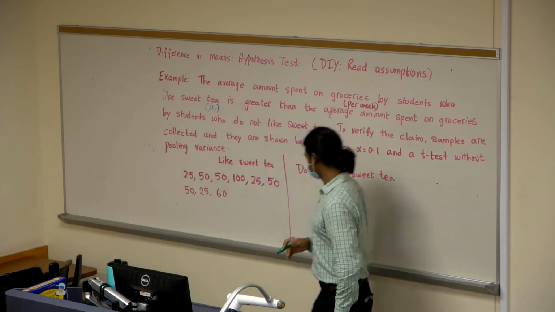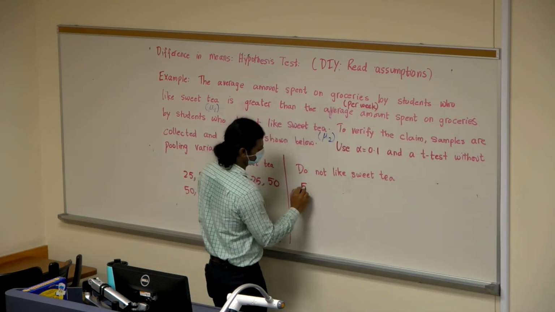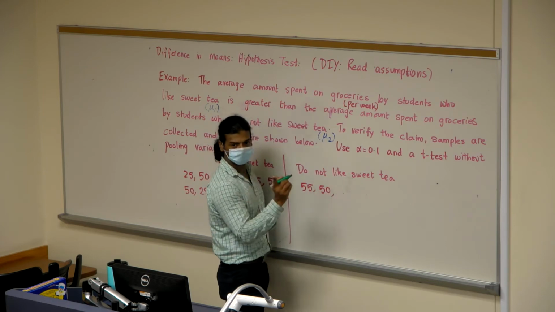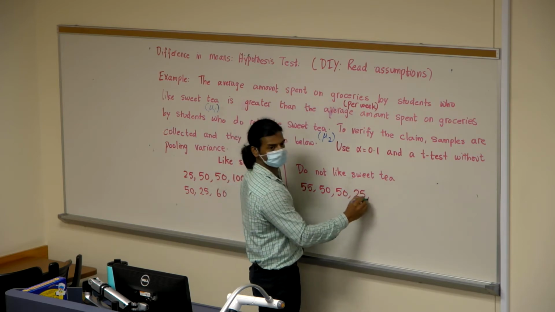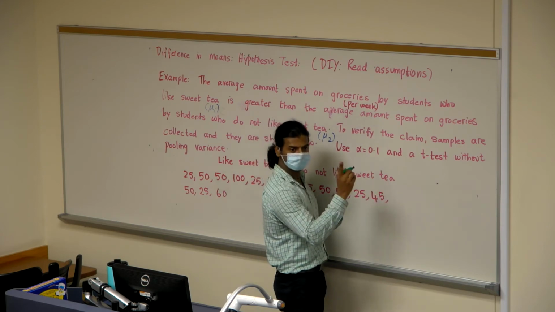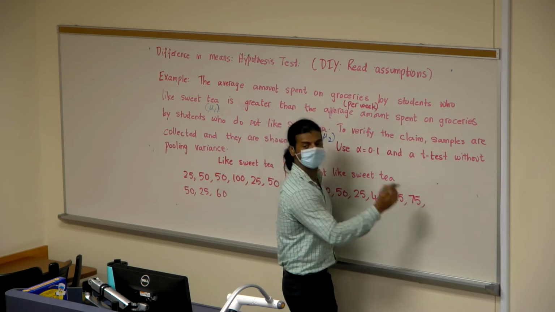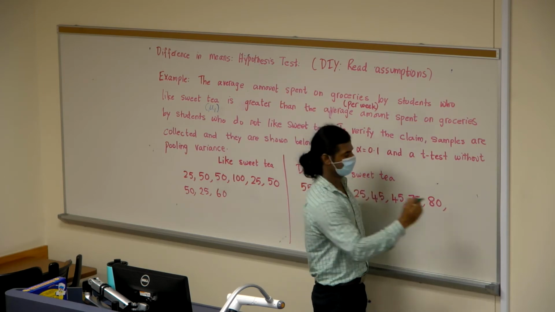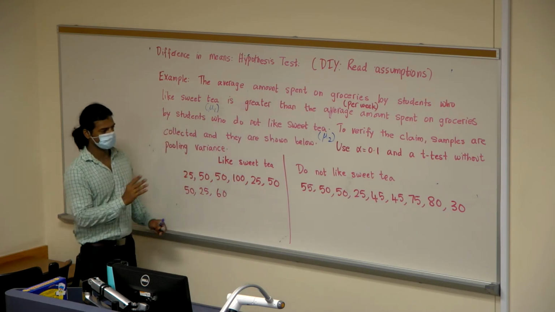Now the others who do not like sweet tea. Like 55. 55, 50. 50. 45. 45. 45. 75. 80. 30. These are approximate amounts anyway.